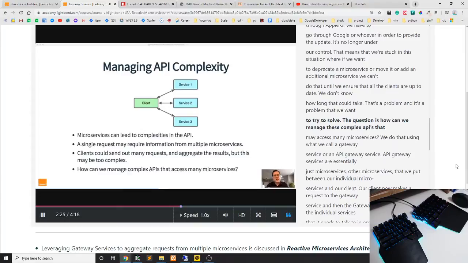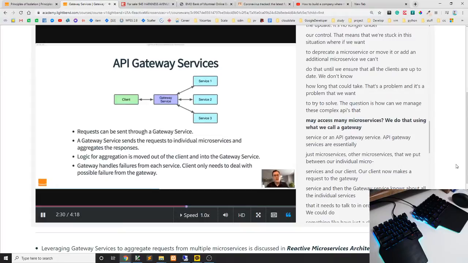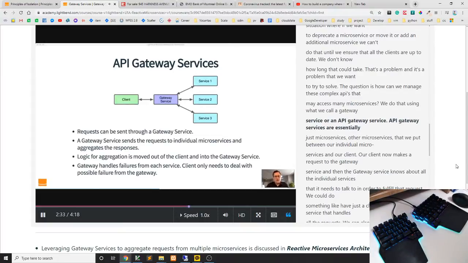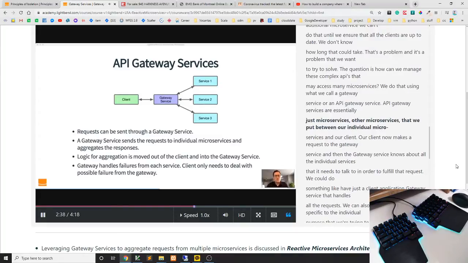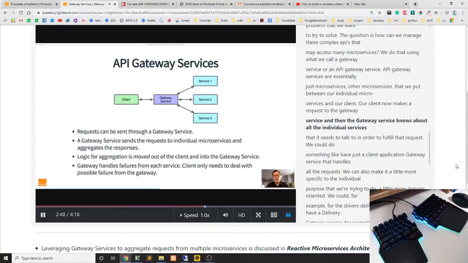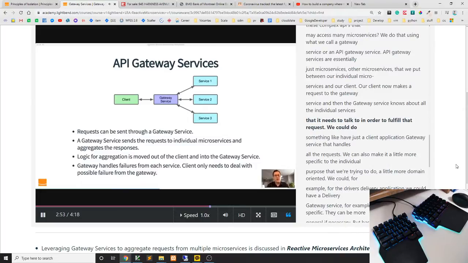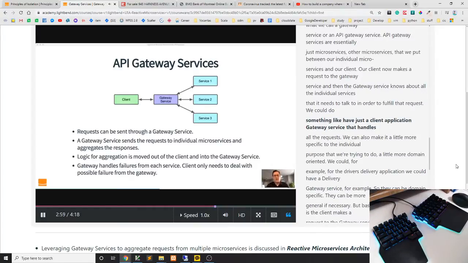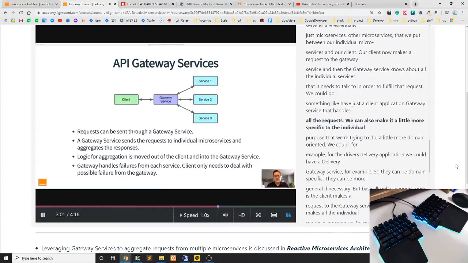So the question is, how can we manage these complex APIs that may access many microservices? We do that using what we call a gateway service or an API gateway service. Now, API gateway services are essentially just microservices, other microservices that we put between our individual microservices and our client. So our client now makes a request to the gateway service, and then the gateway service knows about all the individual services that it needs to talk to in order to fulfill that request.